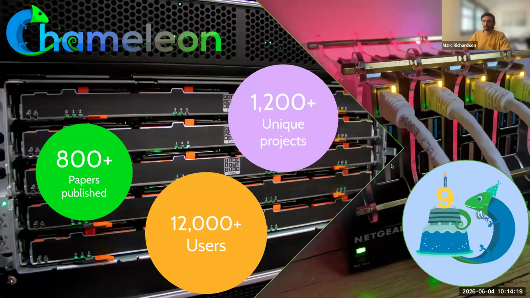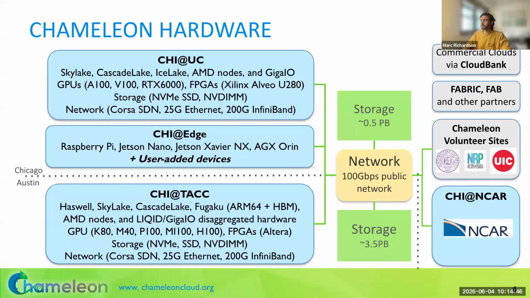And this is a little bit out of date, but it shows some highlights. Over 1,200 papers have been published from work on the Chameleon system, including many papers in supercomputing. We've served closer to 1,300 unique projects now, and our users are getting close to about 14,000 since project inception. This slide is just showing a quick overview of the Chameleon system.